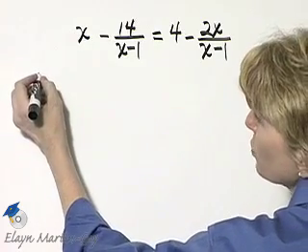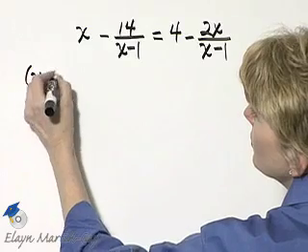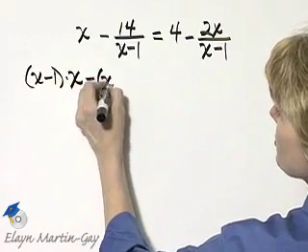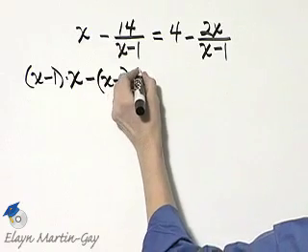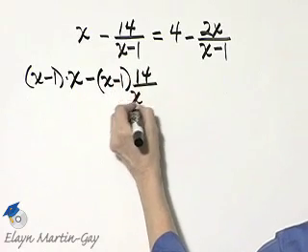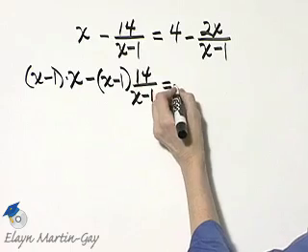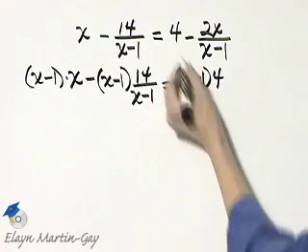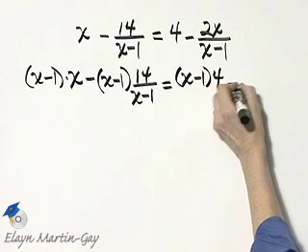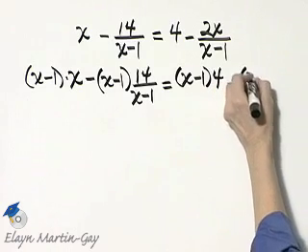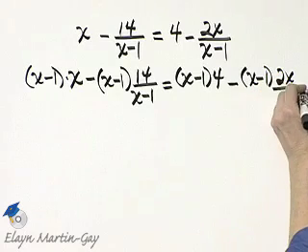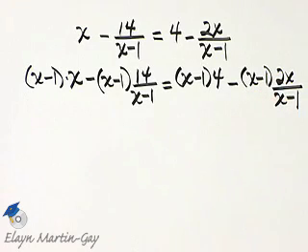So it's x minus 1 times the first term x, and then minus x minus 1 times this term, 14 over x minus 1, is equal to x minus 1 times 4. Every single term is multiplied by x minus 1. So x minus 1 times the last term, 2x over x minus 1. And now let's see what happens.